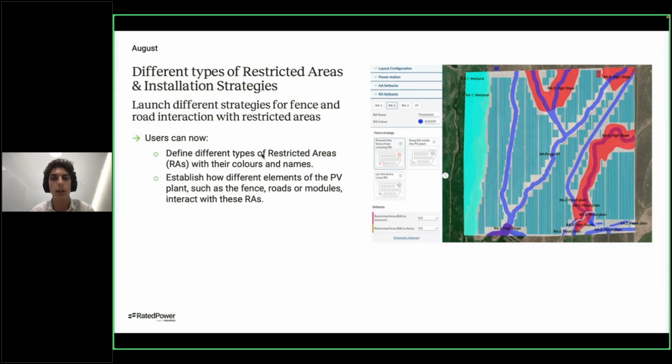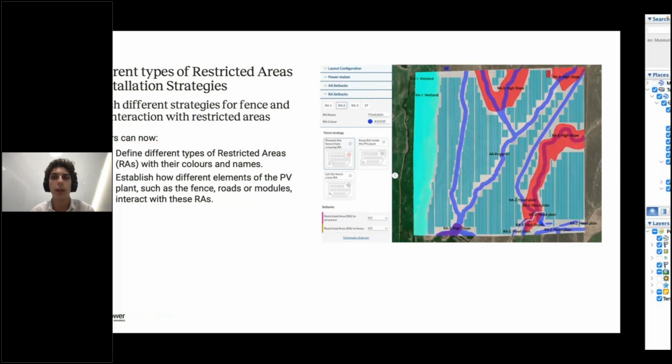Now you're going to be able to launch different strategies for fence and road interactions with these restricted areas. You're going to be able to define the different types with colors and names, and for each type establish the different strategies. Nothing better than to have an actual look at how this looks in our software.